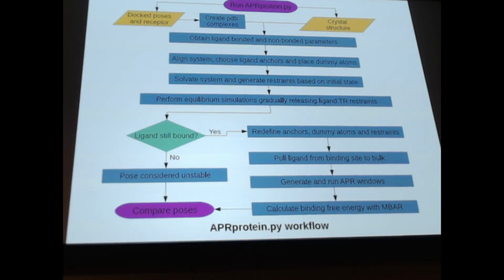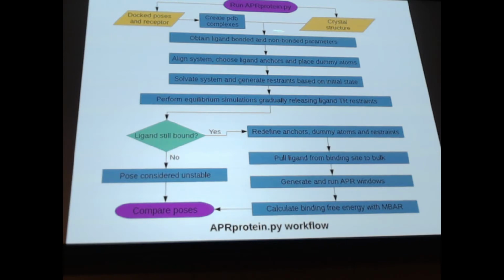Once you run it, you can run it using two things. Either you give it a folder with all of your dock poses and your receptor structure, or you start from the crystal structure. If you start from this, it creates the PDB complexes automatically for you. And you don't need a separate ligand because the ligand is already there. So it's the co-crystal structure.